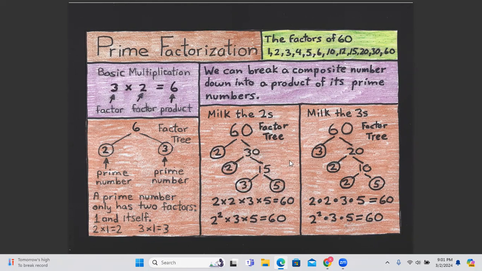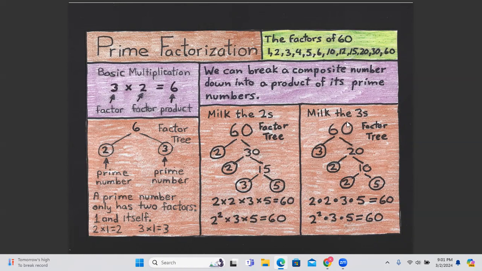3 and 5, and guess what? They happen to be prime numbers or prime factors. So 60 is really equal to 2 times 2 times 3 times 5. Those numbers, believe it or not, will give us 60. And so we have it right here, 2 times 2 times 3 times 5 equals 60, which is the same as saying 2 to the second power times 3 times 5 will give us 60 as well.